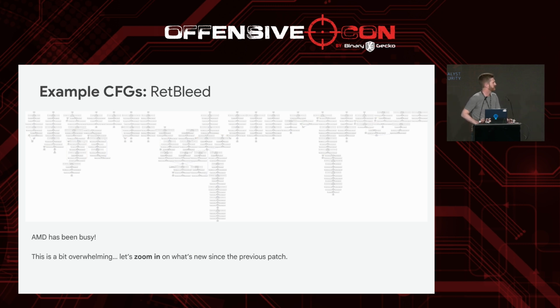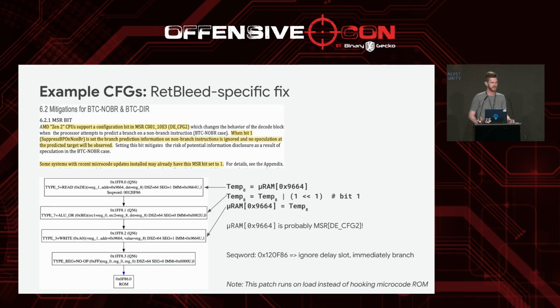Okay, so we have a couple of examples here of what these patches look like. This is Retbleed, which is a vulnerability from a couple of years ago. The idea here is that the patches are cumulative, so this is a lot of patches all combined into one. You can use something like BinDiff and zoom into one to see what changed since the previous patch. In this case, this is the very first time we understood anything.